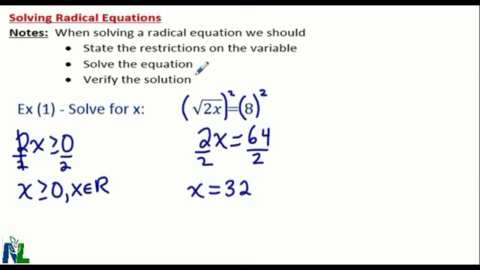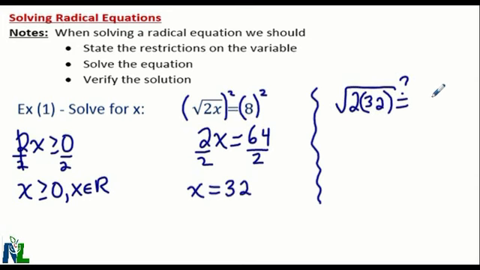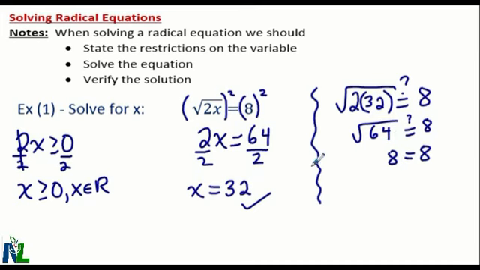Now, an important part of solving radical equations is actually to verify the solution, to make sure that no extraneous solution was gained. So I'm going to go back here and verify by substituting it into my original equation. I'm going to see if the square root of 2 times 32 is equal to 8. In this situation, I can very easily see that the square root of 64 is equal to 8. So my solution has been verified. This is a true solution.